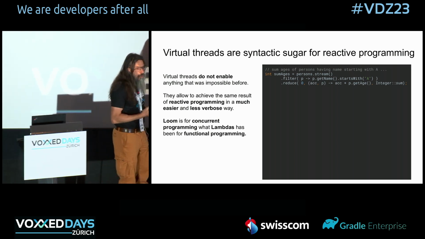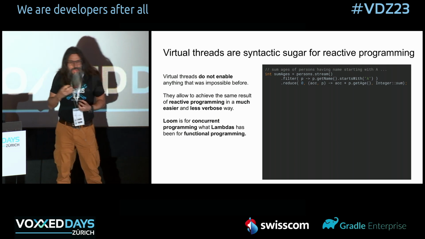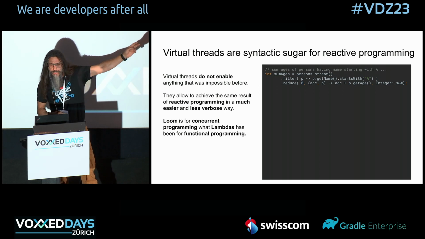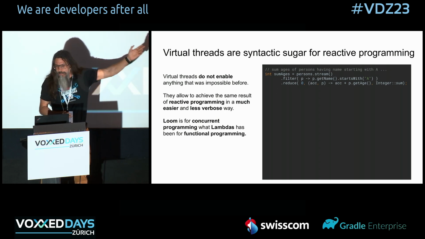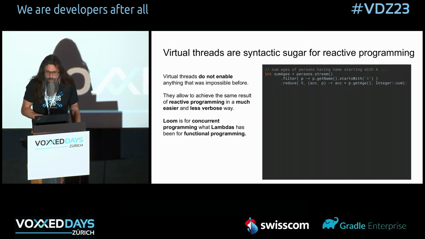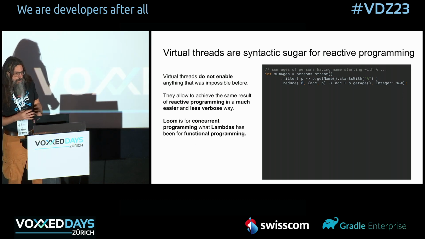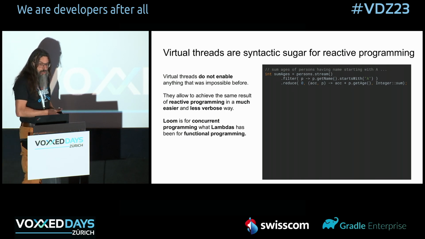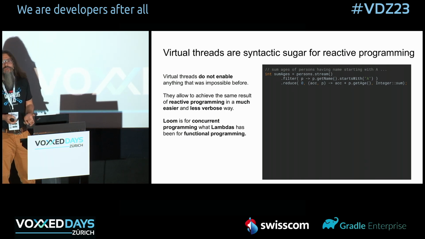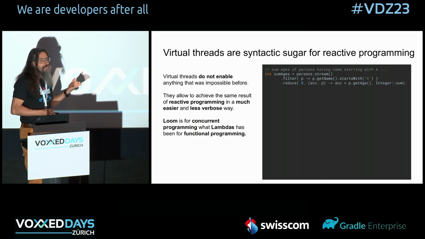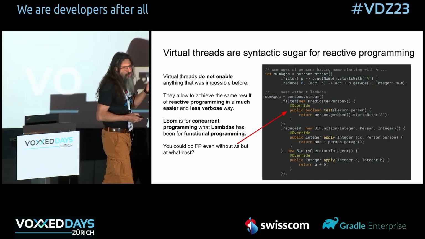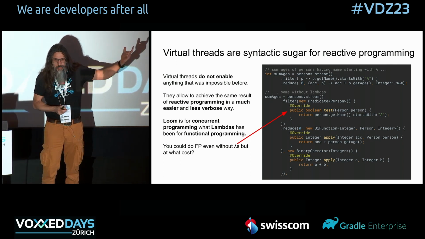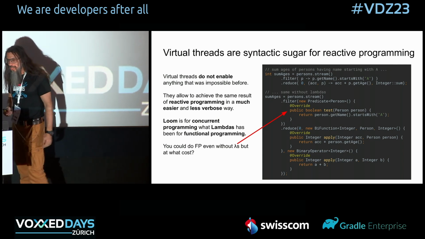Loom is for concurrent programming what lambdas have been for functional programming, meaning that you can do this with lambdas, with functional programming. We can have a person or a stream of persons, and we can filter them by the initial of the name, and then we can aggregate their ages, okay? And do we need lambdas to do this? Well, if you think about it, in reality, no. You can write exactly the same thing with anonymous inner classes, but probably you don't want to write this kind of code, right?